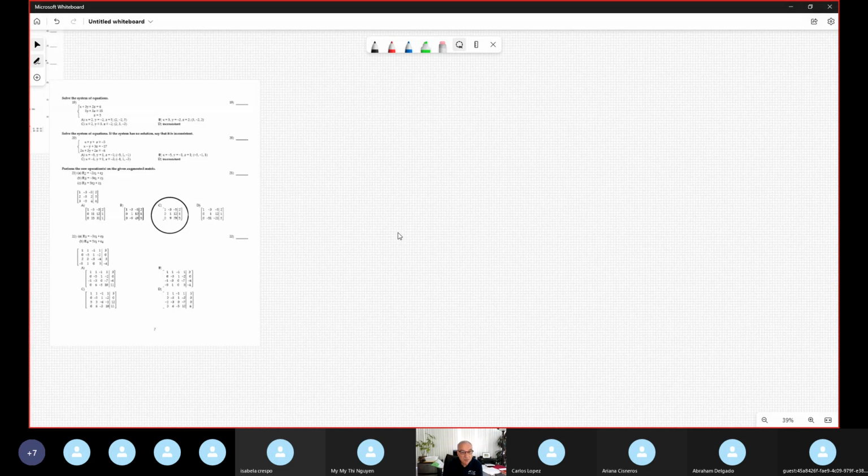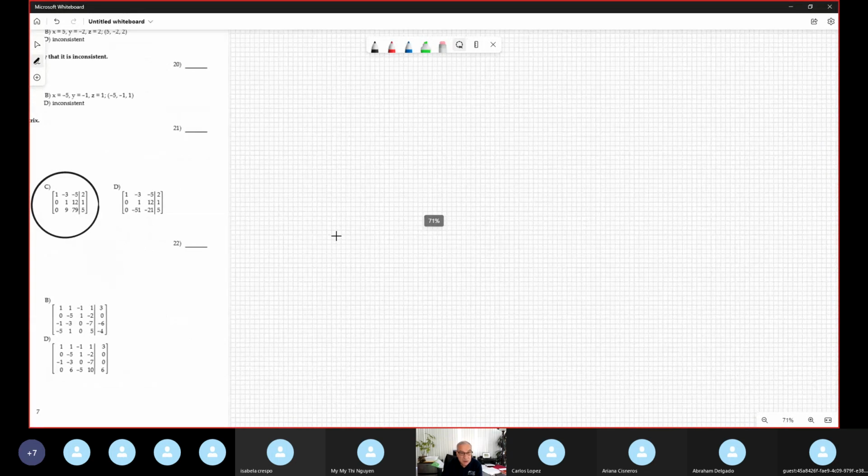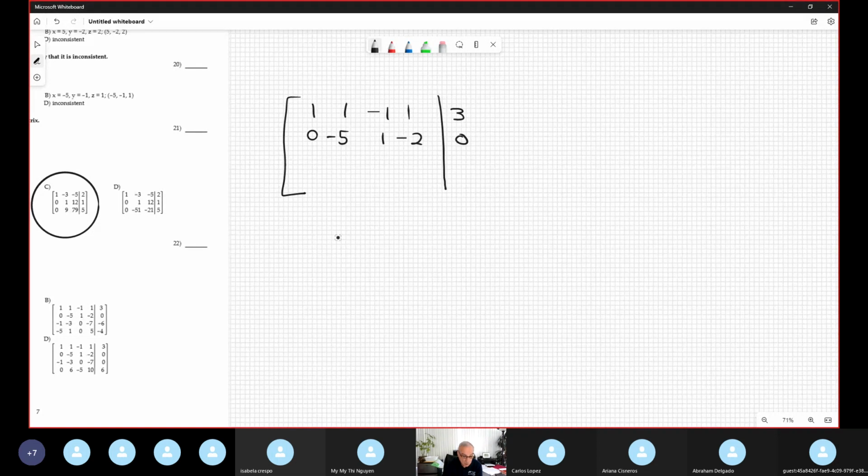Let's practice one more case, higher dimension, however only two operations, nothing complicated. So we have a big matrix now in question number 22. The matrix is 1, 1, negative 1, 1, 3, 0, negative 5, 1, negative 2, 0, 2, 0, negative 3, negative 4, and 3, and negative 5, 1, 0, 5, negative 4. This is the given matrix.